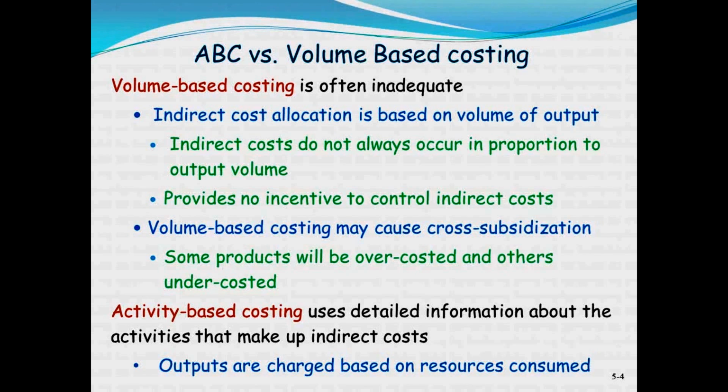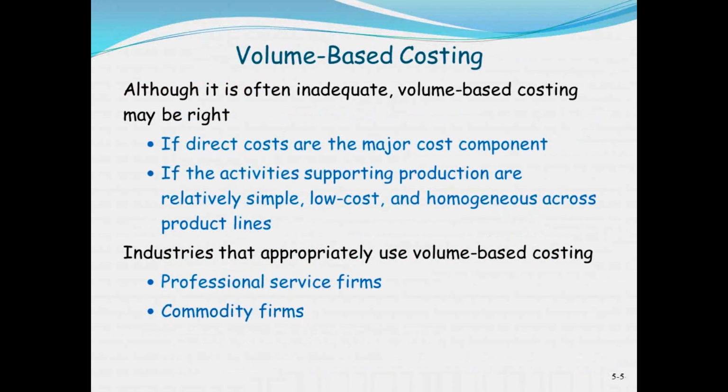Activity-based costing, which is more and more in vogue now, uses detailed information about the activities that make up indirect costs. And your outputs are charged much more directly towards the resources that were consumed. So it's much better to do. Once again, is the cost associated with it worth it? That's always the question. Everything should have a cost-benefit associated with it.